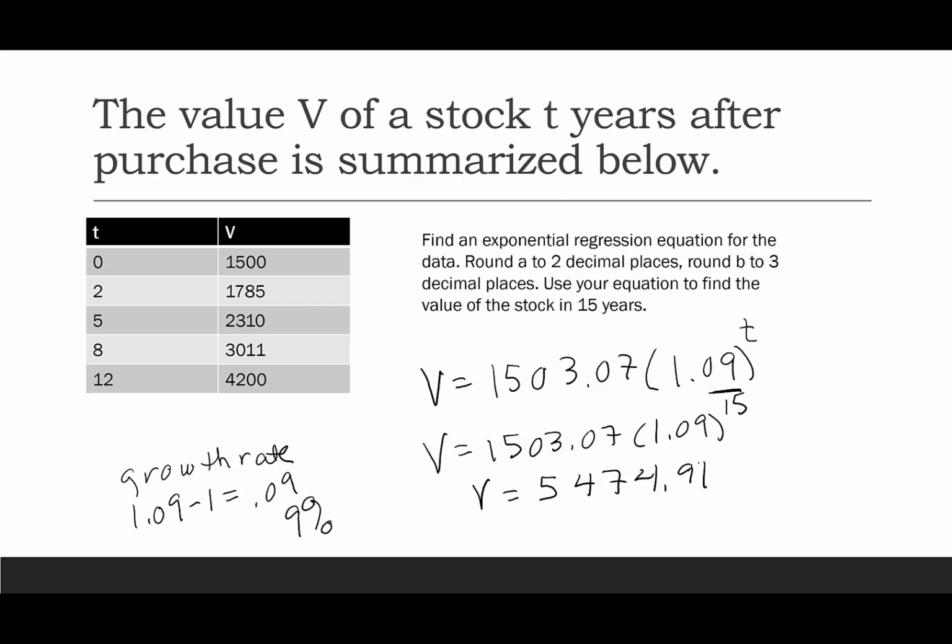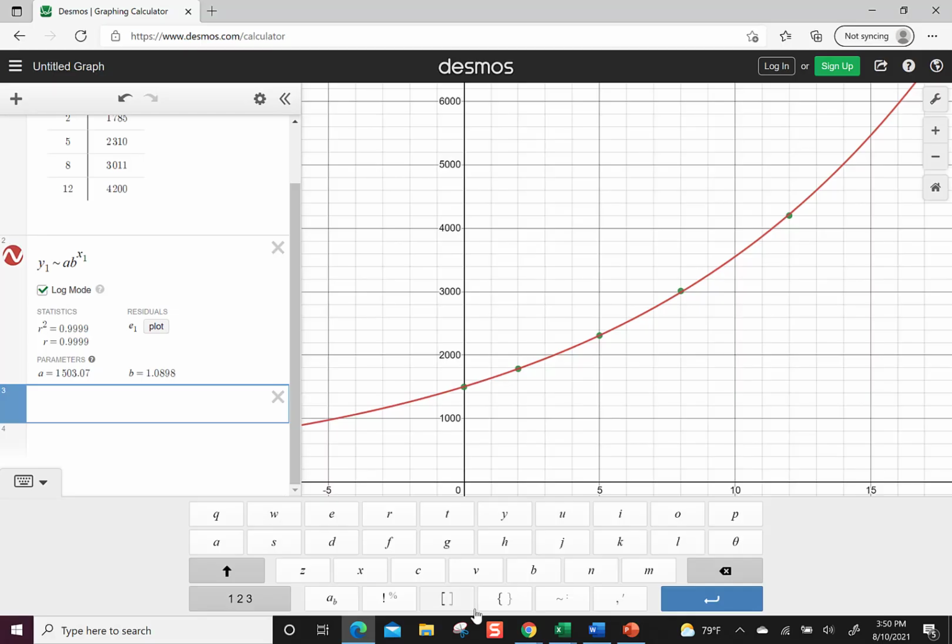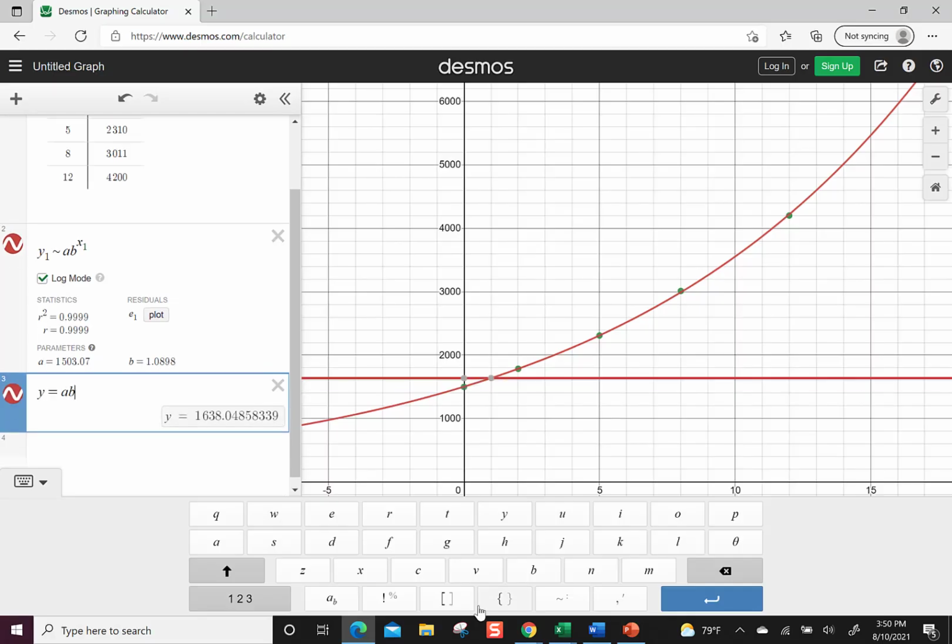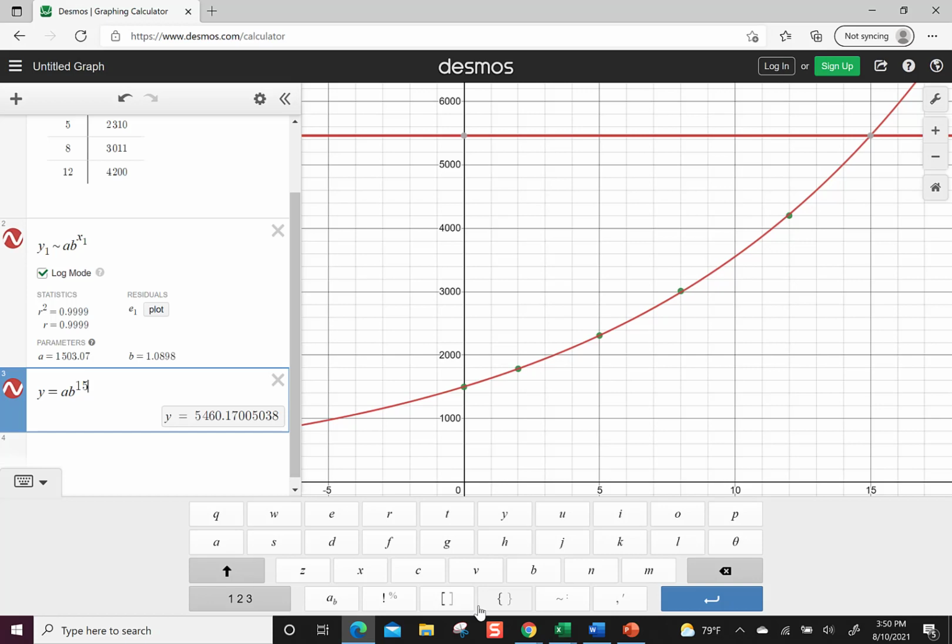Now, notice that I did this value on the slideshow. I didn't do it in Desmos, and there's a reason for that. We rounded. And if I go back to Desmos, and I'll put in 15 just to show you that it's slightly different in answers. If we did y equals AB to the 15th, because we want to know what happens in 15 years, Desmos would give us 5,460.17. Now, Desmos is more accurate because we didn't round, but you always have to do what your homework says to do. So if your homework says round to this many decimal places and then figure out what's going to happen in the future, make sure you don't use Desmos to get the answer.